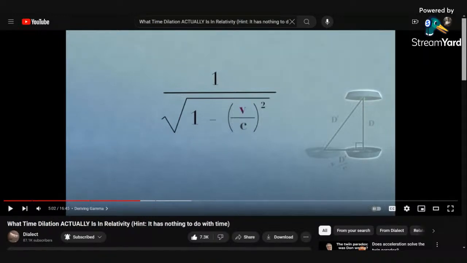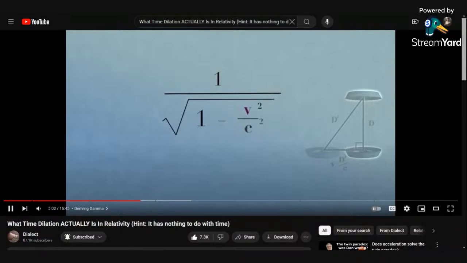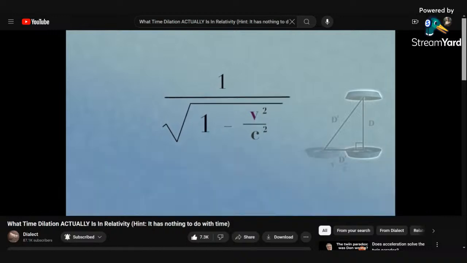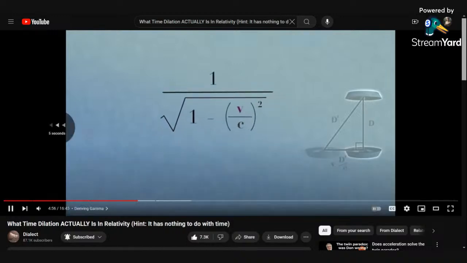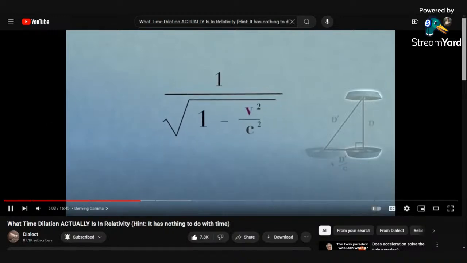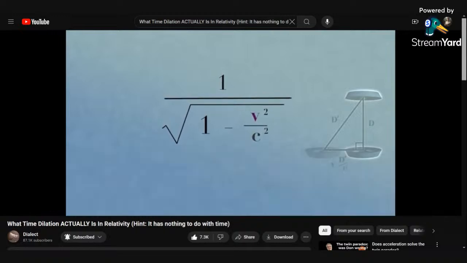Okay, finally I know how to derive the, what's his name? Lorentz transformation. Okay, finally I understand it. Today I understood time dilation.